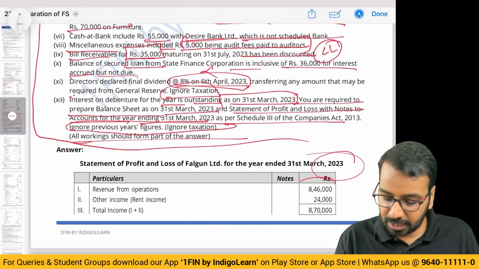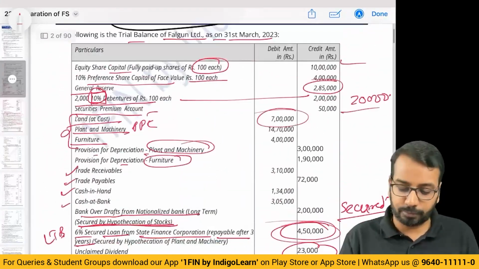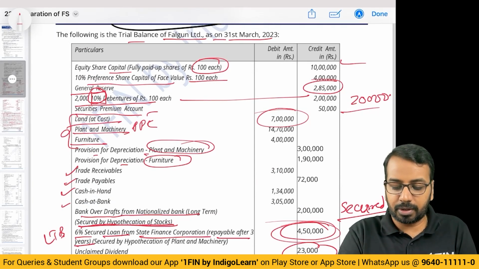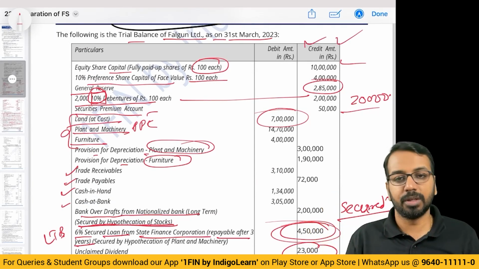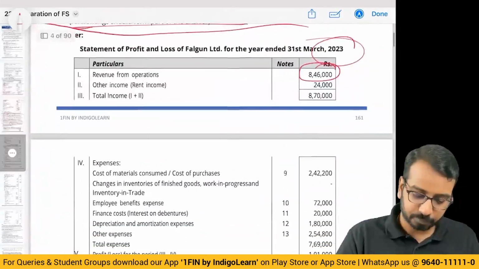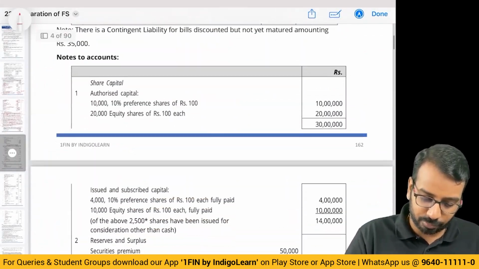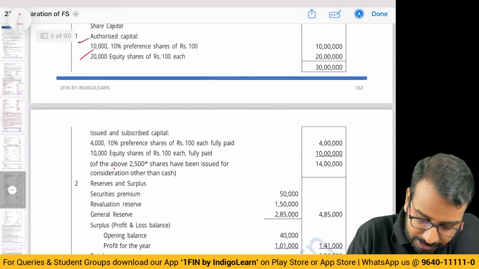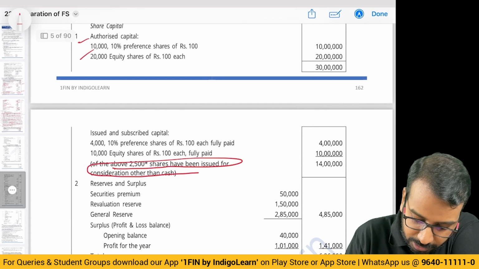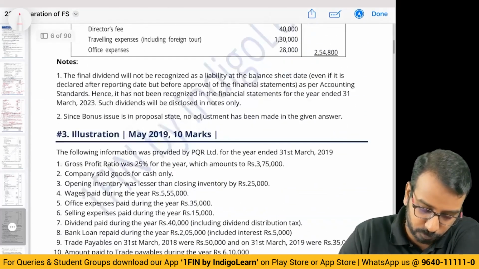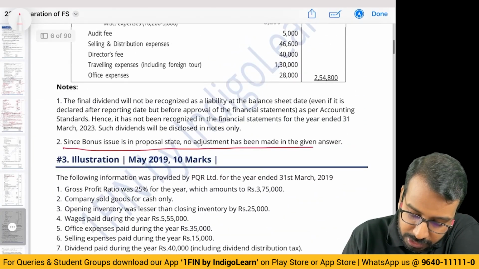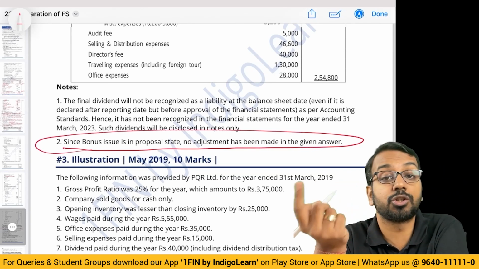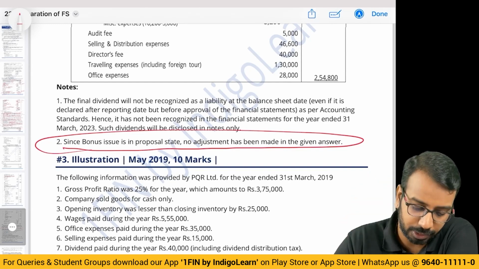Now if you see, here they have not done any rounding off. Of course the amount is also not high, but generally whatever amount is given in the trial balance, accordingly you can prepare the financial statement. Now here is a tricky part when we come to the schedules: authorized capital, and this is done. Here we have disclosed 2,500 shares issued for consideration other than cash. For the bonus issue, the bonus is in proposal stage, so no adjustment has been made. If it was approved and issued, then we would have made the adjustment.